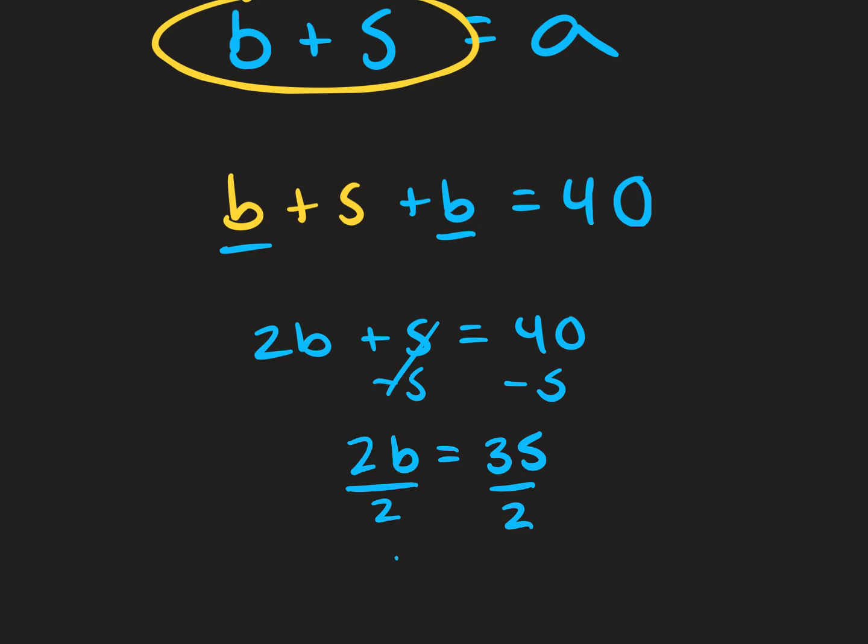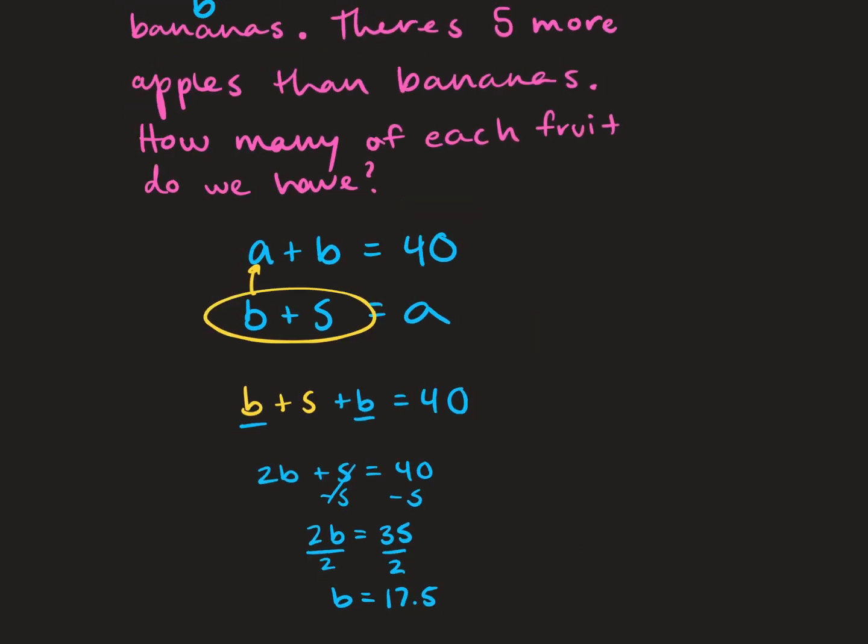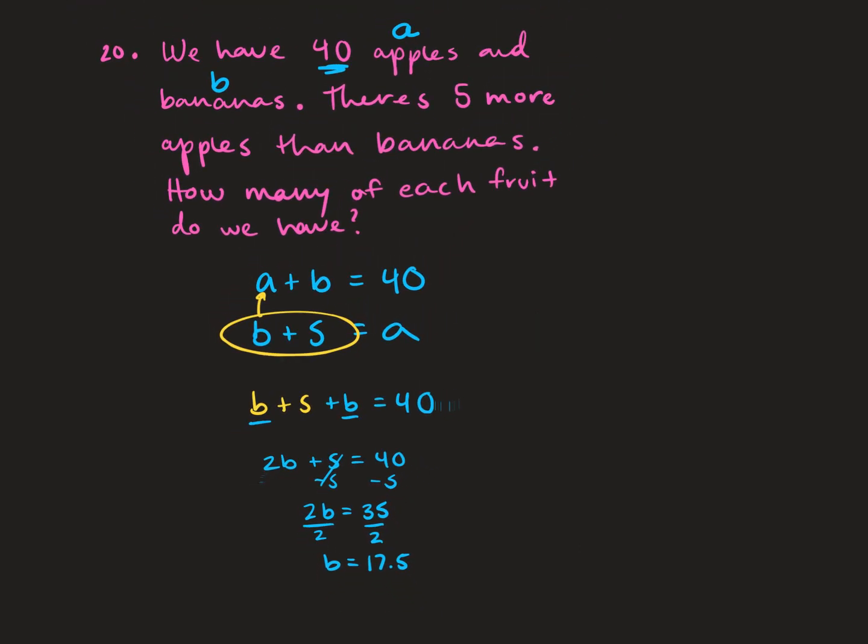Divide both sides by 2. So B is equal to? 17 and a half. So we have 17 and a half bananas. The numbers didn't really work out here because I made it up in my head. But that's how we would work it out.